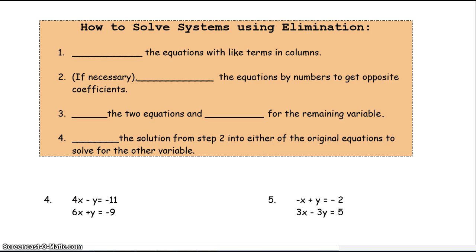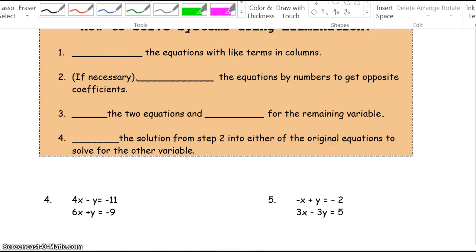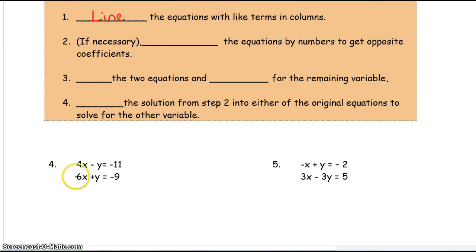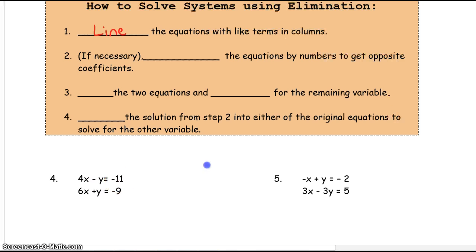So, how do we eliminate? There are certain steps that we're taking, and sometimes it's nice to write these steps, so we're going to go ahead and write them. First, we have to line the equations up with like terms. So make sure, for example, in this one, x's are lined up, y's are lined up, equal signs are lined up, and the numbers are lined up.